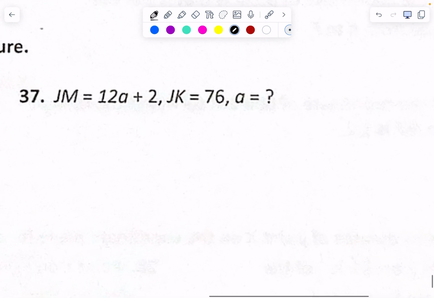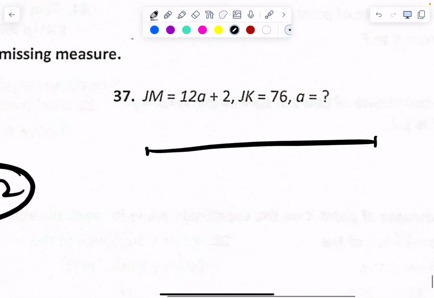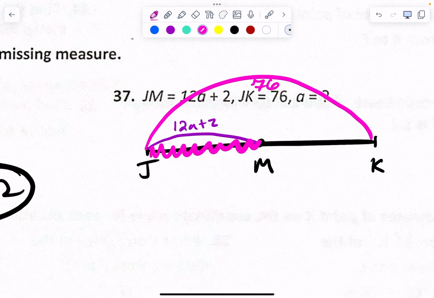All right, here we go. Pictures are not for losers. Pictures are for people who get the answer right. All right, JK. J is here, K is here, M is in the middle. He is the midpoint. From J to M, he is 12a plus 2. Now, here's what I screwed up the first time and what most people screwed up. This is not 76. Guess what is 76? The whole thing. The whole thing is 76. Which means that this chunk right here is how much of the 76? Half of it. What's half of 76?